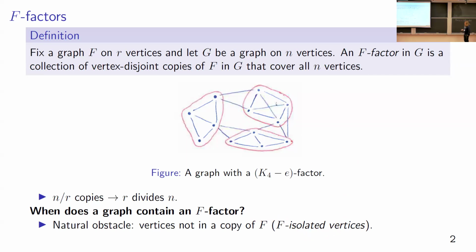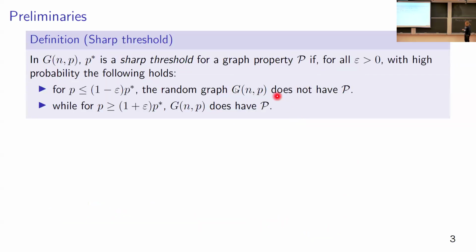Okay, so then the second term in the title was sharp threshold. So what's a sharp threshold? We're looking at G(n,p), the usual Erdős-Rényi random graph. p is allowed to depend on n. And then we say p* is a sharp threshold for some graph property if whenever I'm 1 minus epsilon below the sharp threshold, the probability that this property holds will go to 0. And conversely, if I'm 1 plus epsilon above this threshold, the property holds with high probability, so with probability going to 1.